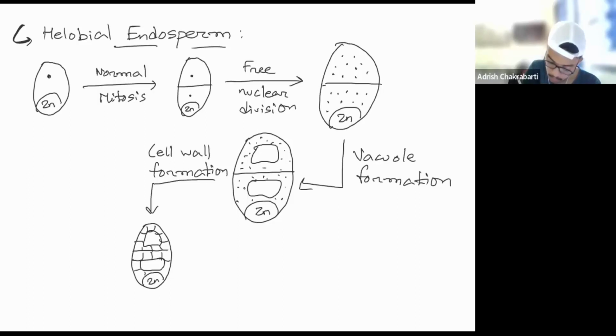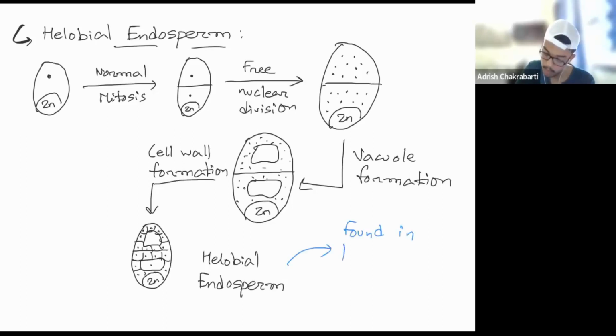Okay, so see, beautiful, isn't it? So we are observing the cellular part as well. We are having the free nuclear part as well. This is your halobial endosperm. Now the example is found in halobialus.